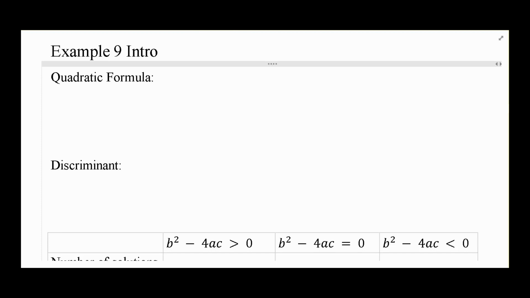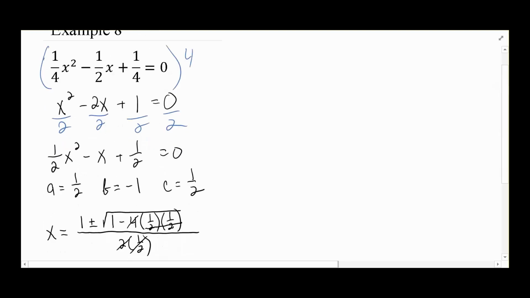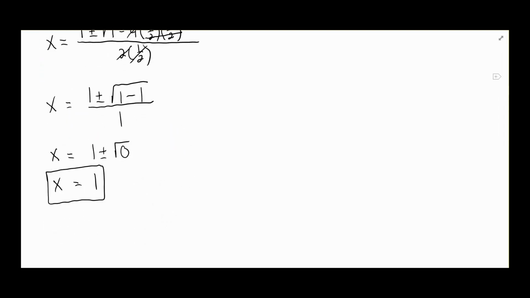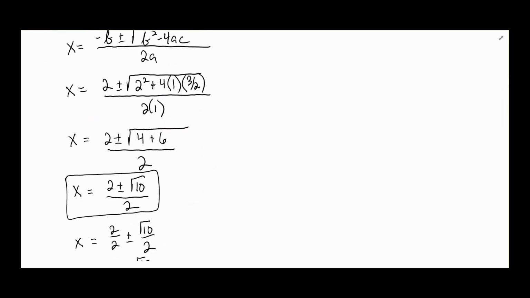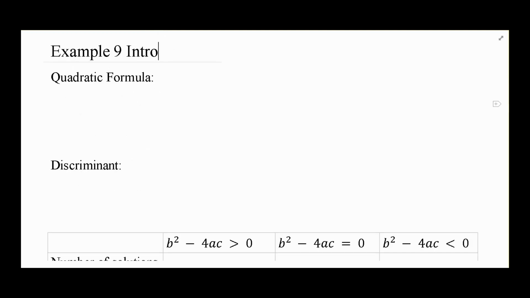So if we look back at our previous examples, we had 2 imaginary numbers in that problem. In this example, we had 1 answer, and it was real. In this example, we had 2 answers because of the plus minus, and they were real numbers. So one of the things I want to be able to do is look at a quadratic equation and determine which of those 3 situations it's going to be in. Am I going to end up with 2 real answers, 1 real answer, or 2 non-real answers?